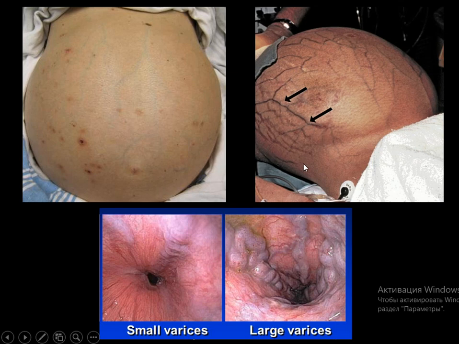And in these two pictures, you can see an endoscopic picture, and you can see different severity of esophageal varices. In case of small varices, like here, and large varices, when the veins are dilated and the surface is wavy.